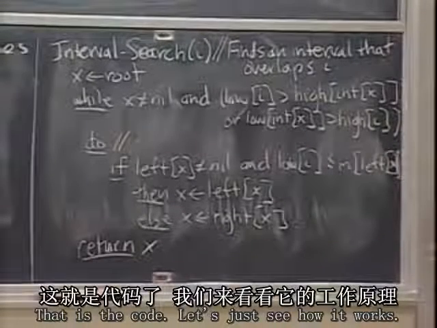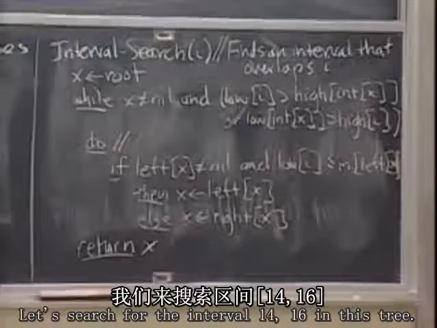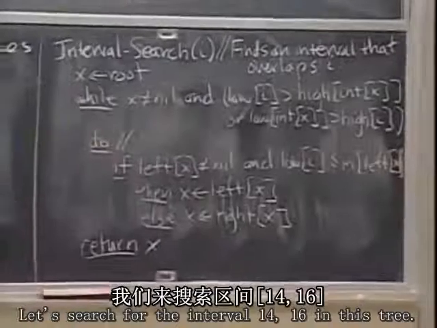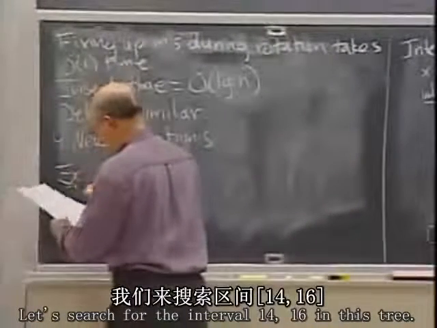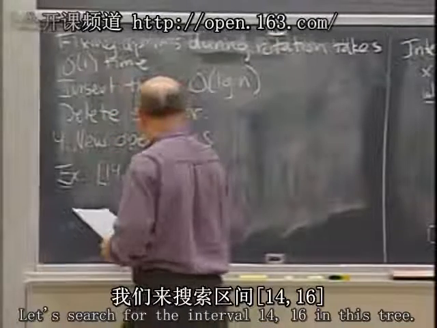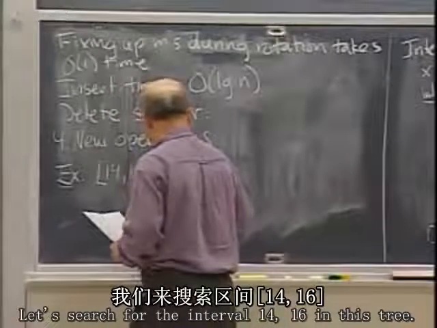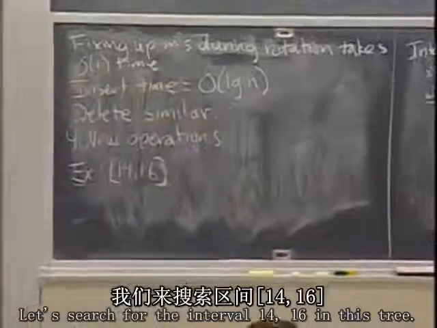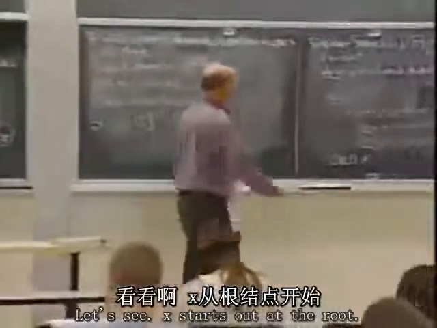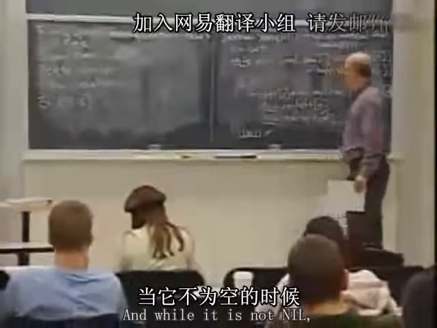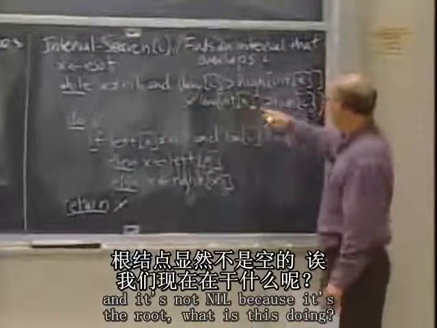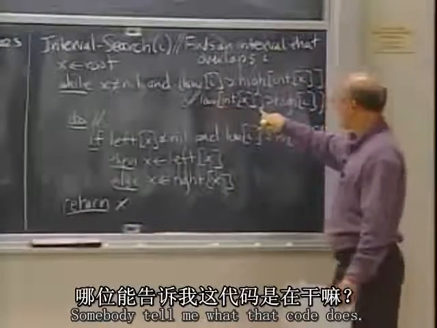So let's just see how it works. Let's search for the interval 14, 16 in this tree. Okay, so let's see. So it says x starts out at the root. Okay. And now while it's not nil, well, it's not nil because it's the root. And, well, what is this doing? Somebody tell me what that code does?